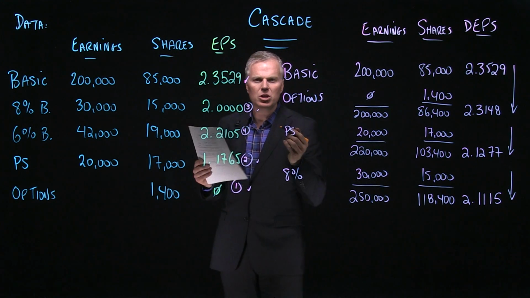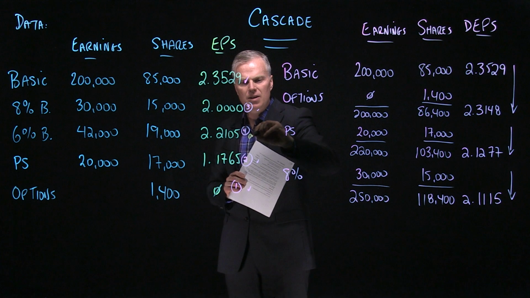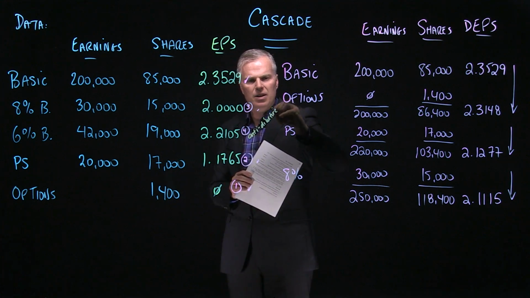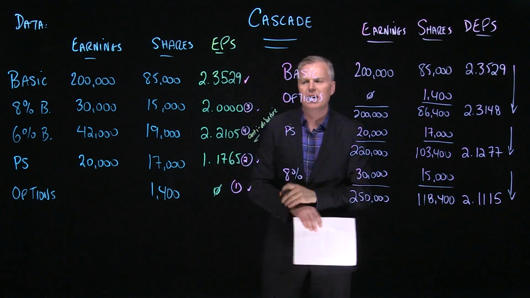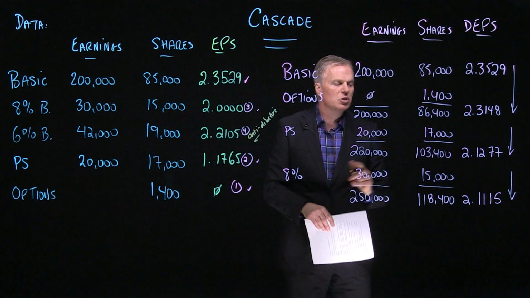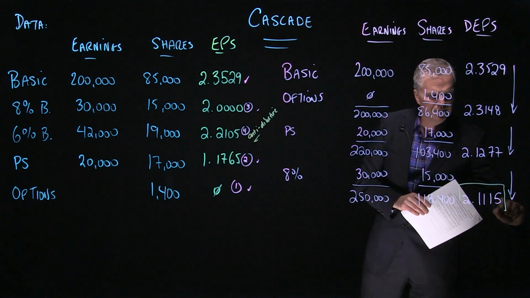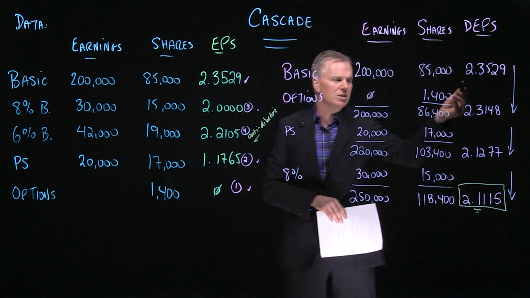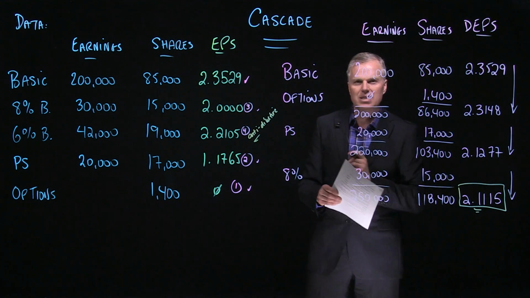So what you do on a test is you write the word antidilutive here, and you do not put it into the schedule because it would cause your diluted EPS number to go up. So your diluted EPS number is actually there. That is your final answer. And notice, again, 4 decimals.